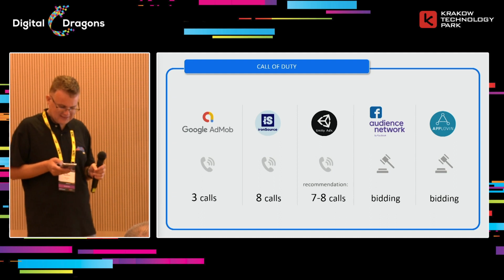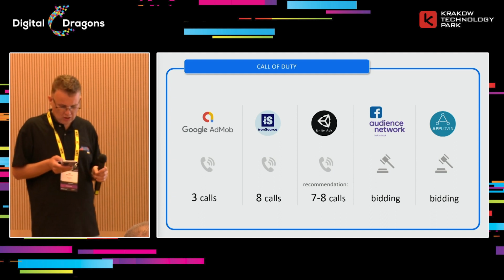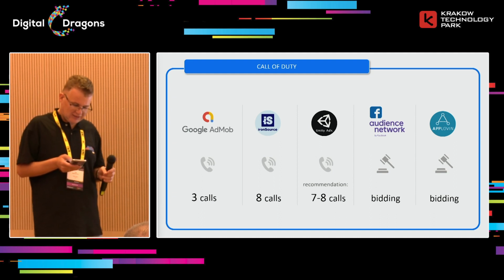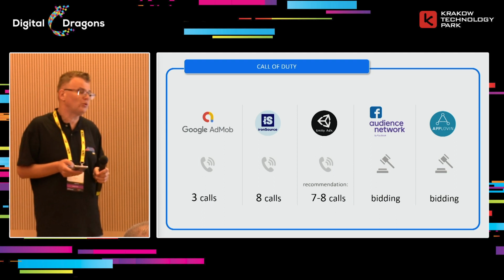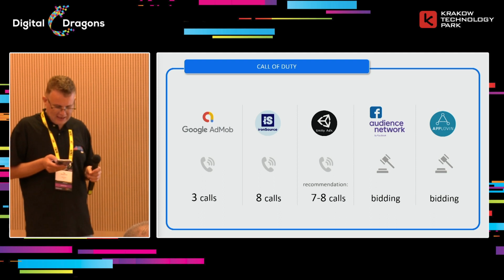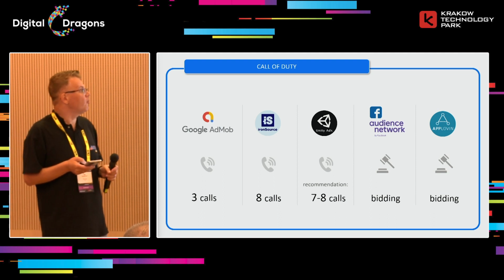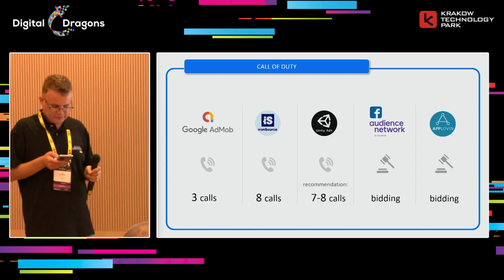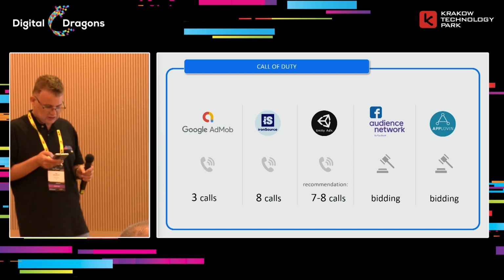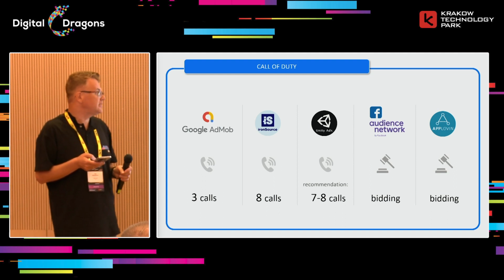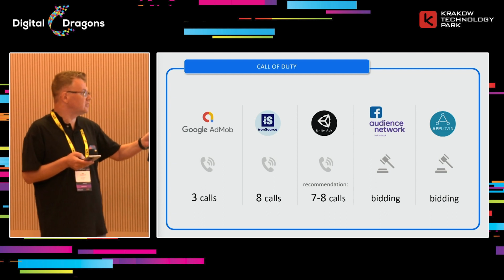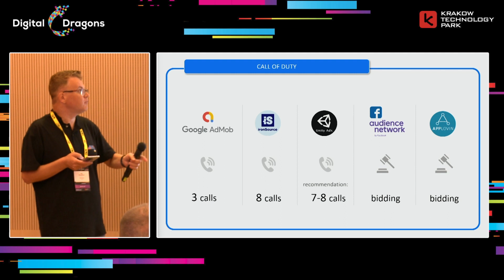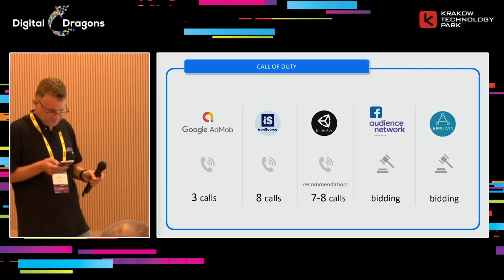However, the best practice is to use about 8 calls for IronSource, AppLovin, and Unity Ads. I also highly recommend using the bidding model whenever you can. Here we can see the typical number of calls for the big 5 ad networks in AppLovin MAX mediation. So Google 3 calls, IronSource and Unity 8, and Facebook and AppLovin are in bidding.